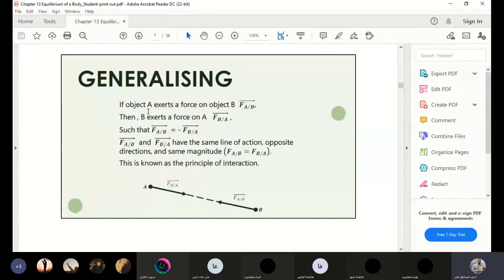Generalizing, if object A exerts a force on object B, F A on B, then B exerts on A a force F B on A, such that F A on B equals minus F B on A. F A on B and F B on A have the same line of action, opposite directions, and same magnitude. In magnitude, when we remove the vectors, we remove the minus. This is known as the principle of interaction.